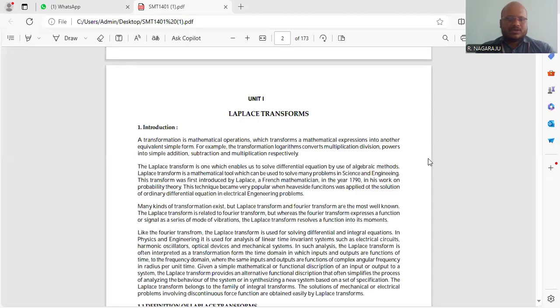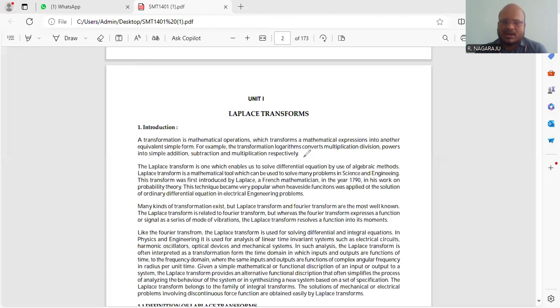Okay, so this is about the Laplace transformation. A transformation is a mathematical operation and a mathematical tool, which we can use to convert mathematical expressions from hard level to simple level.